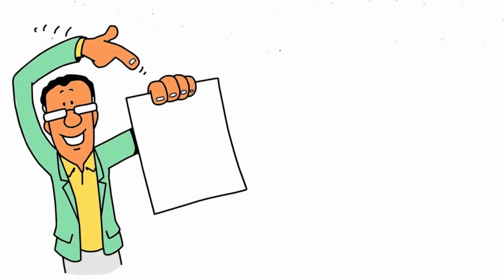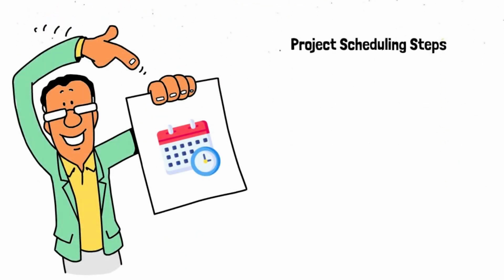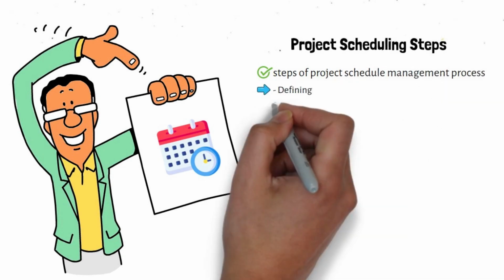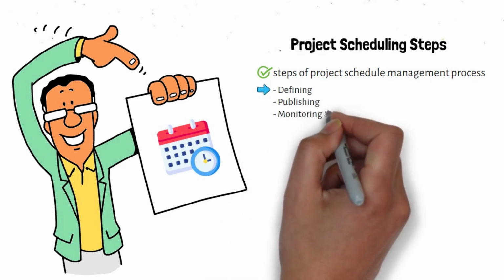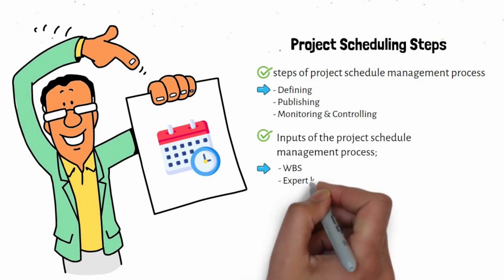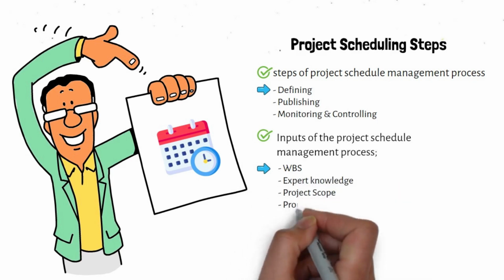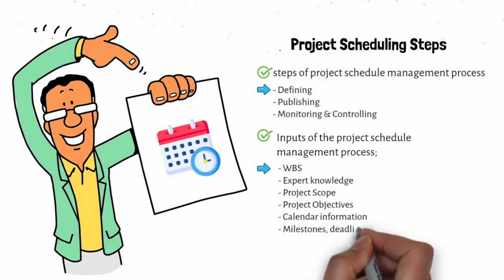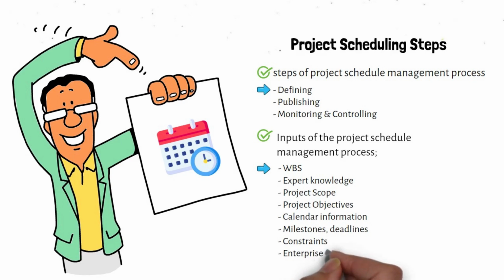Project scheduling steps. The project schedule management process includes the following steps: defining, publishing, monitoring, and controlling. Below are the inputs of the project schedule management process: WBS, expert knowledge, project scope, project objectives, calendar information, milestones, deadlines, constraints, enterprise environmental factors, resource information.